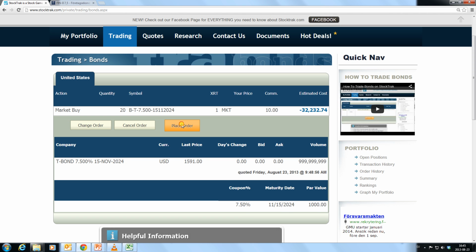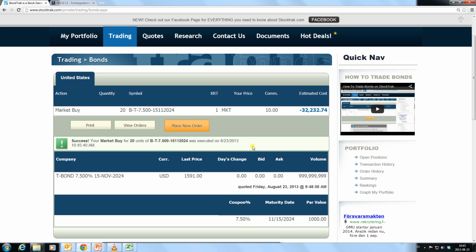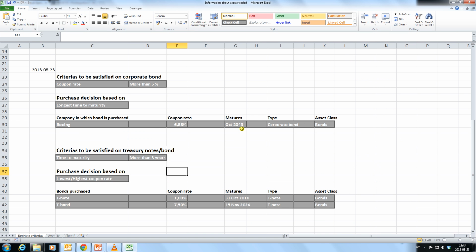Okay, placed order, and now I purchased a treasury bond, a treasury note, as well as a corporate bond from Boeing. Just as with stocks, I'm going to include information on these. So on the corporate bond, I say that, okay, I would like the coupon rate to be above 5%. Of all the ones that had more than 5% coupon rate, I choose the one with the longest time to maturity, and this was for no specific reason.